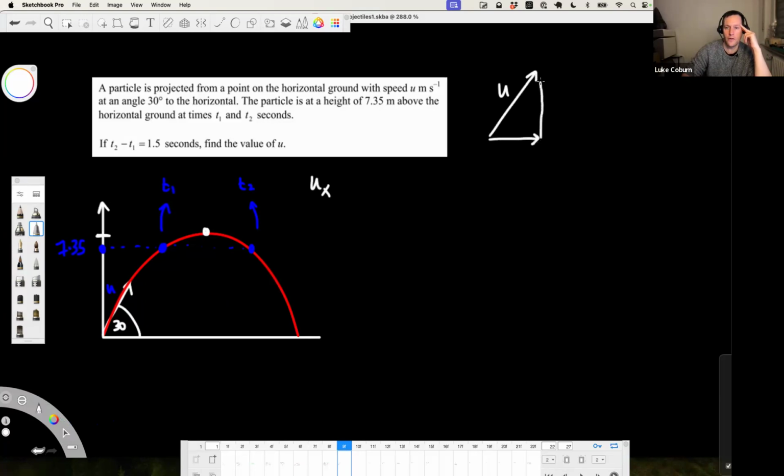You'll also notice that as often as I can, that's 30 degrees. This is u cos 30. This is u sine 30. I'm keeping that bit up in that corner.